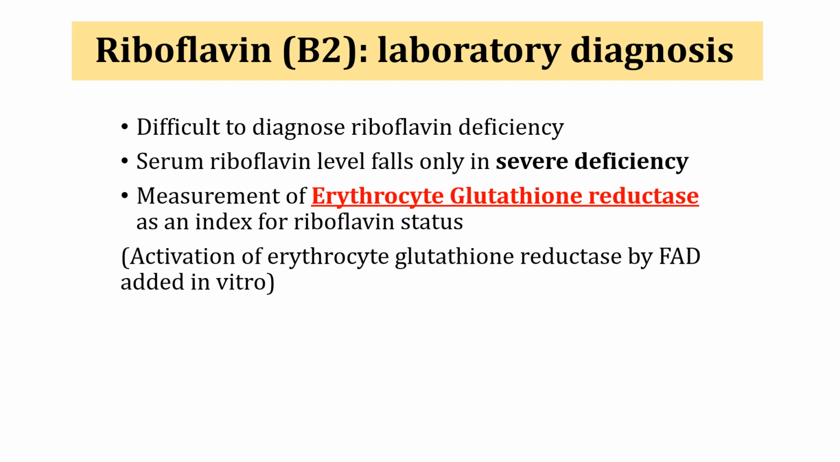In plasma, normal riboflavin concentration is around 4 to 24 microgram per dl, whereas in RBCs the normal range is 10 to 50 microgram per dl. So deficiency can be observed by measuring the activity of erythrocyte glutathione reductase. The activation of erythrocyte glutathione reductase by FAD, which is added in vitro, shows the deficiency of riboflavin in RBC.